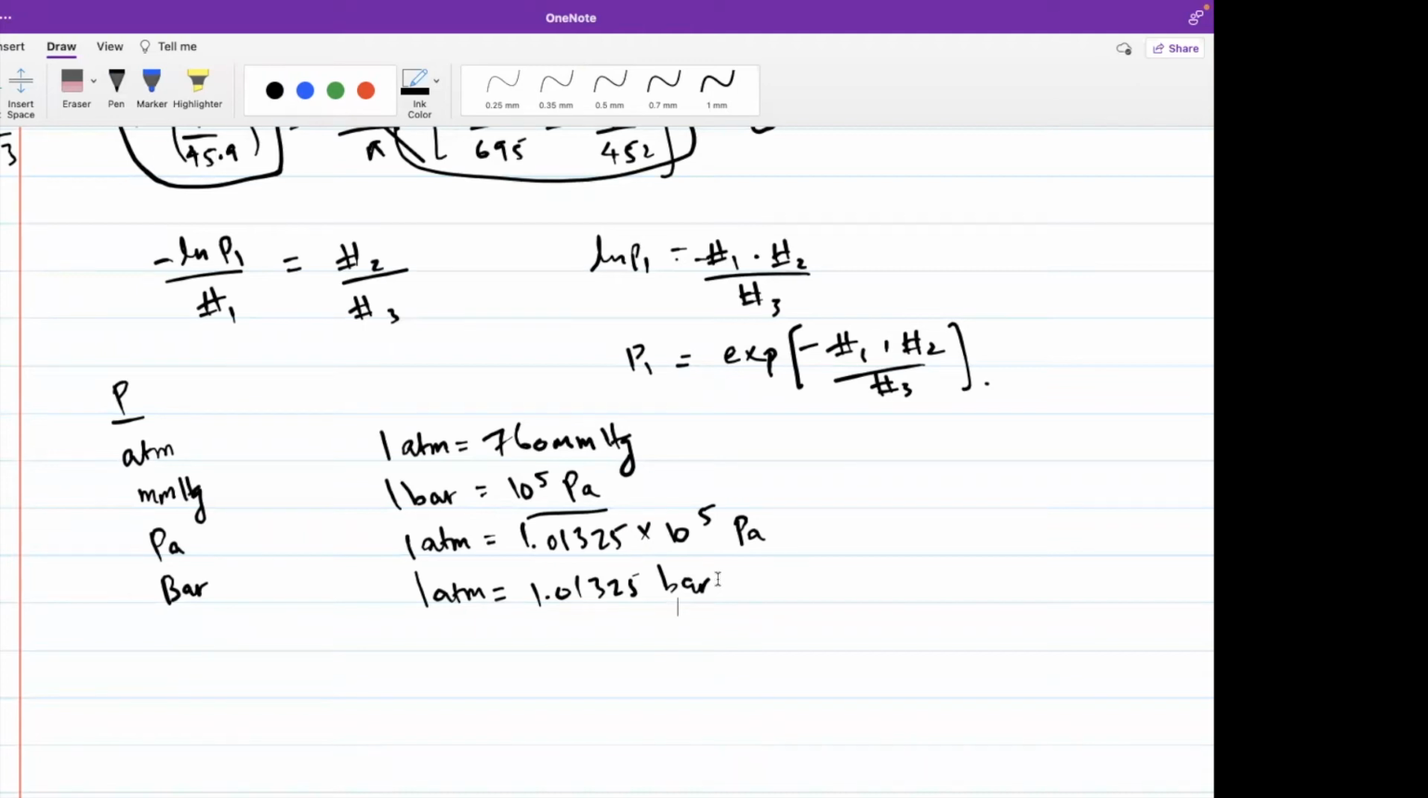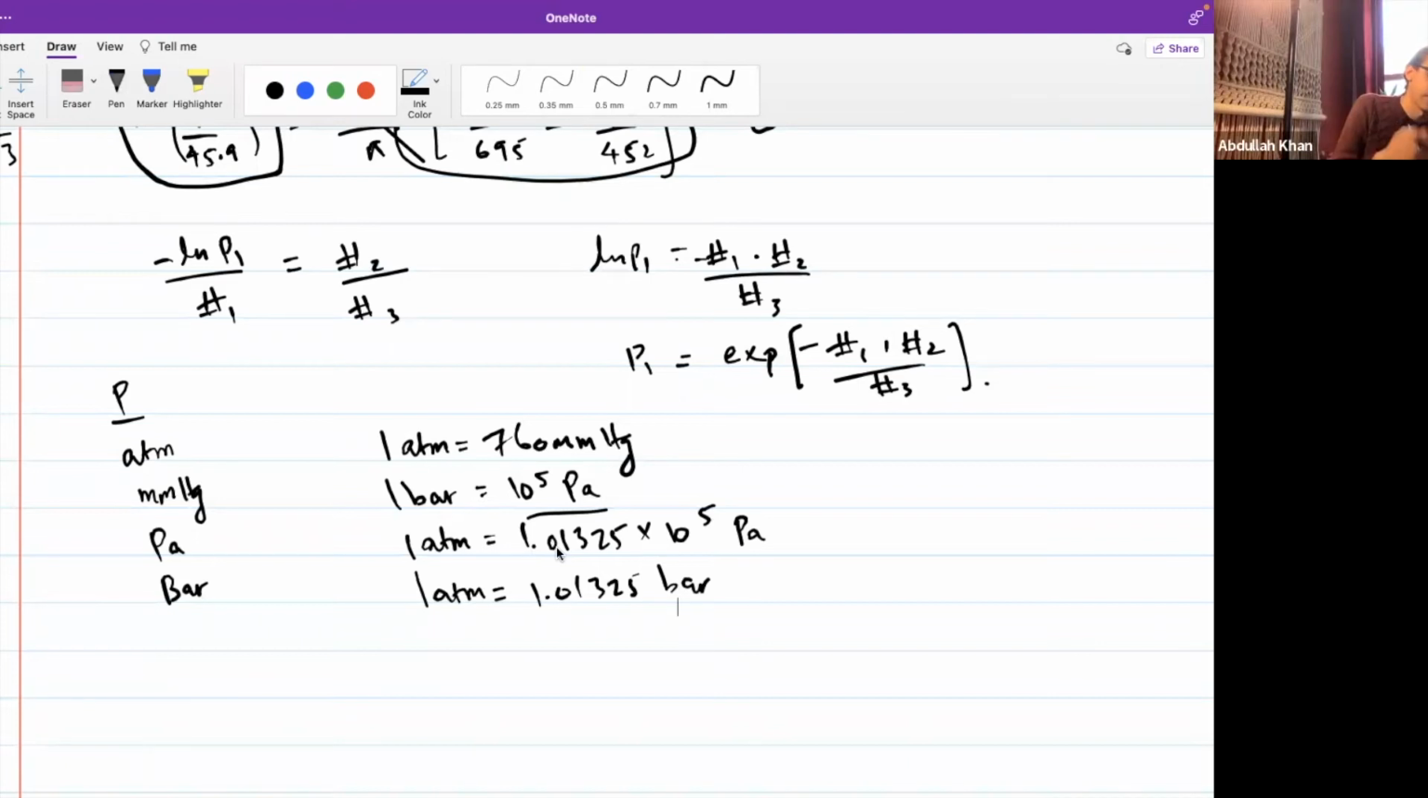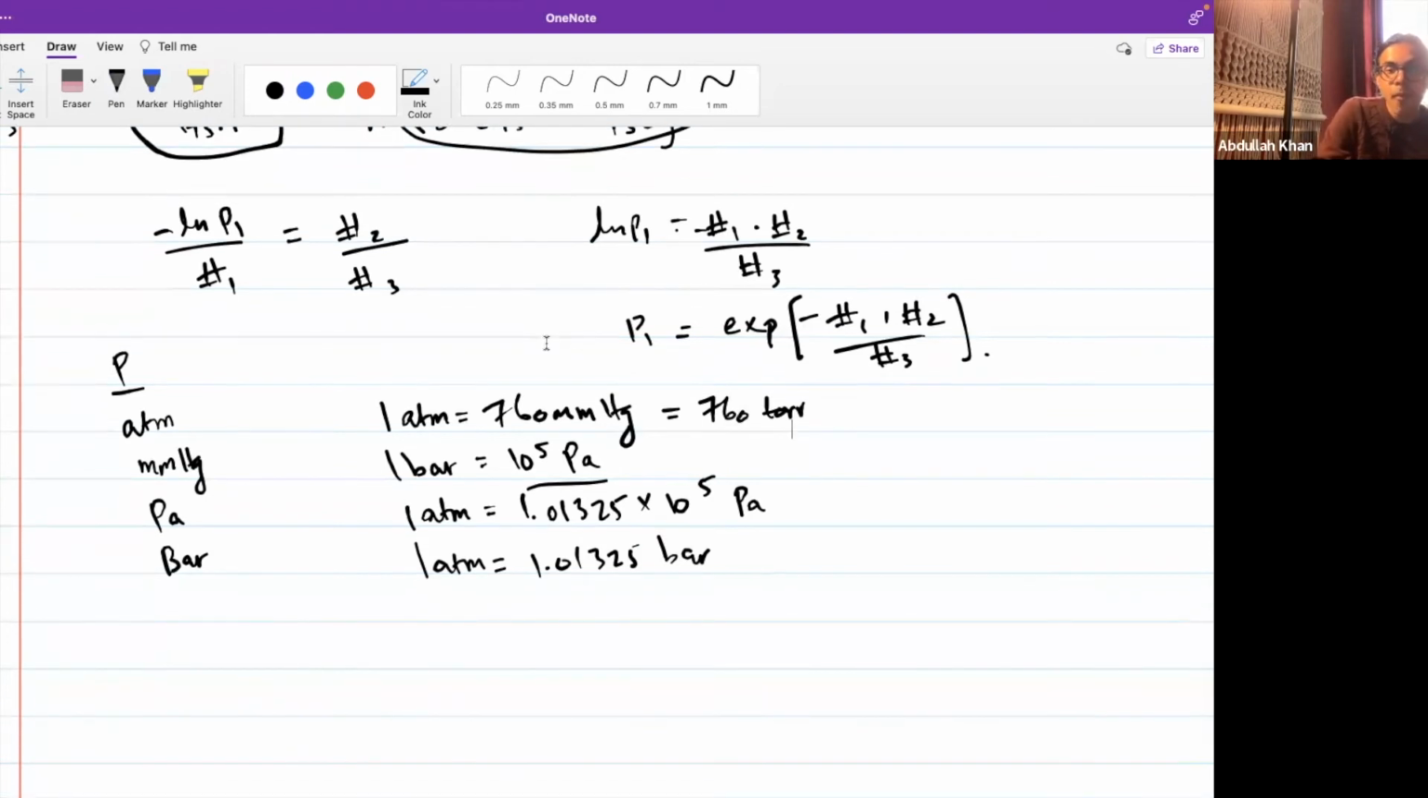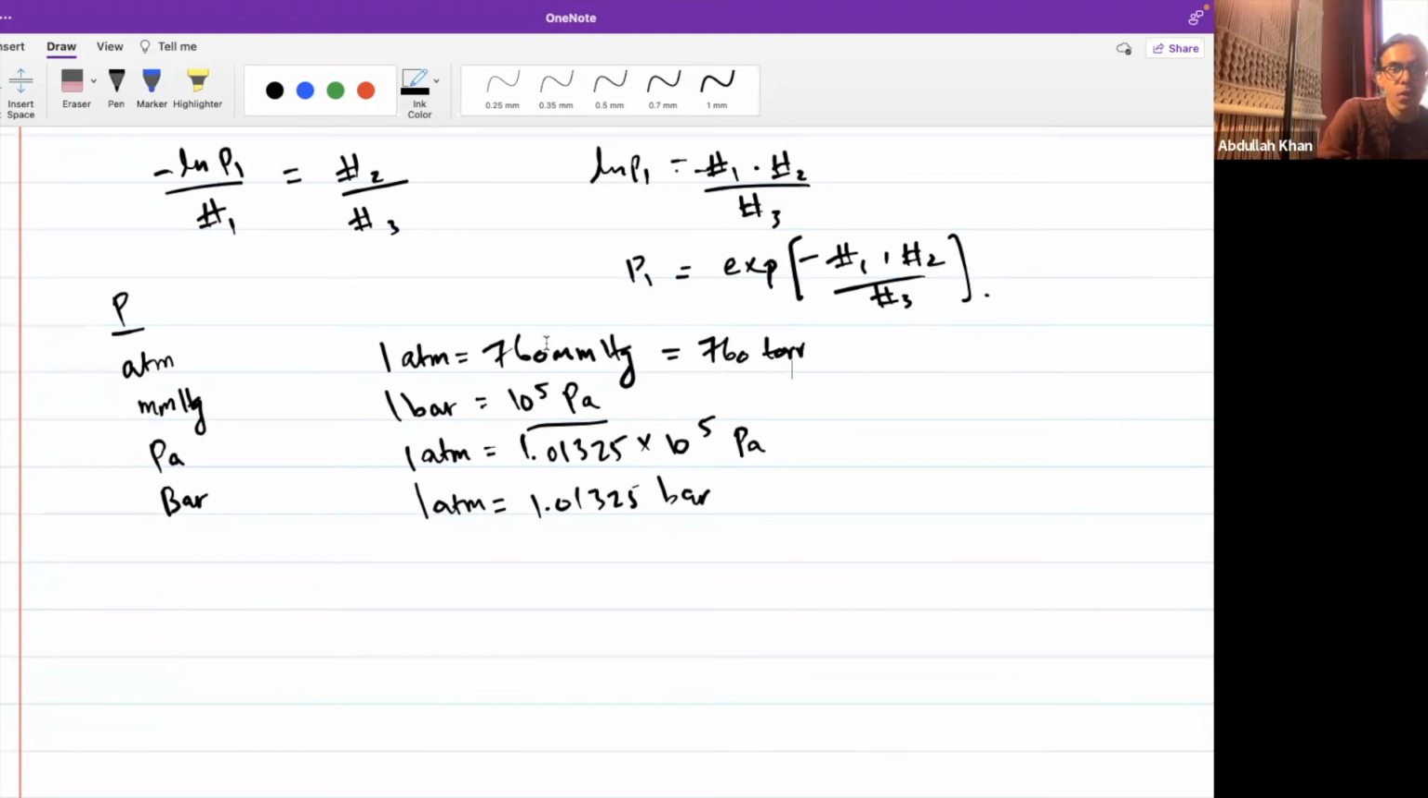What about torr? Some problems had torr in them in Alex. Yes, torr is very simple. Torr and mmHg are the same thing. Torr is just another name for millimeters of mercury. Okay.